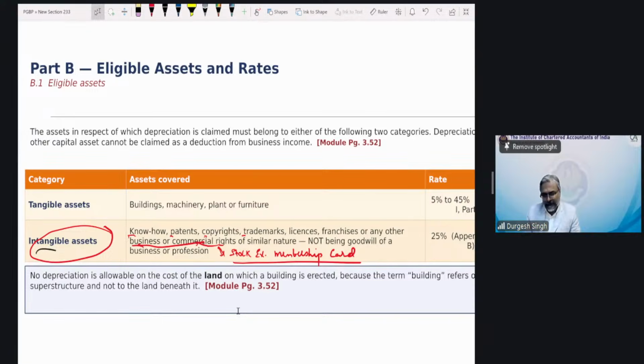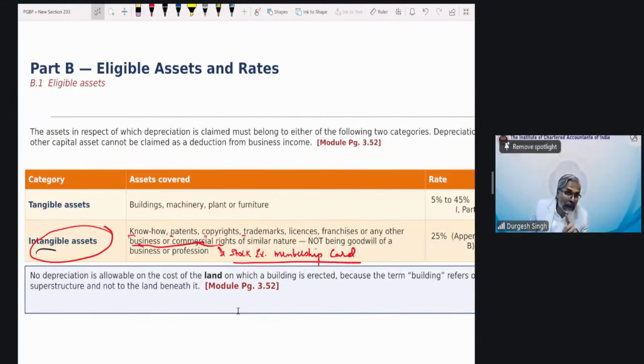Perfect. So therefore, this is what it is. If the expenditure has been debited in the profit and loss account in your examination, what are you going to do, students? You are going to add it back. Please don't stop there. Not only are you supposed to add it back, don't forget you are supposed to give a proportionate depreciation allowance. I hope that every one of you is clear with this.